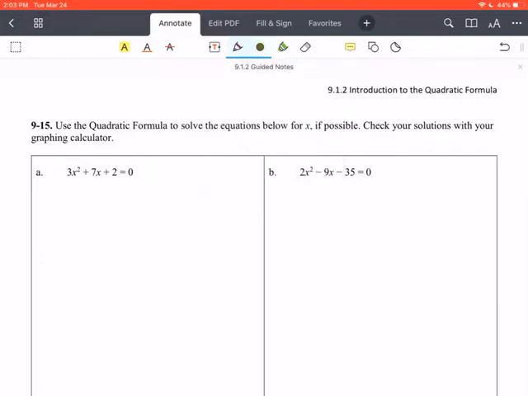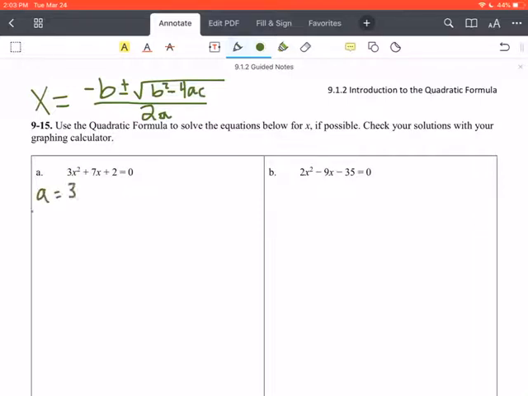Now what is the formula? X equals the opposite of b plus or minus the square root of b squared minus 4ac all over 2a. Okay, you've got to get that in your head. So if I go ahead and do this first problem, I see that a is 3, b is 7, c is 2.